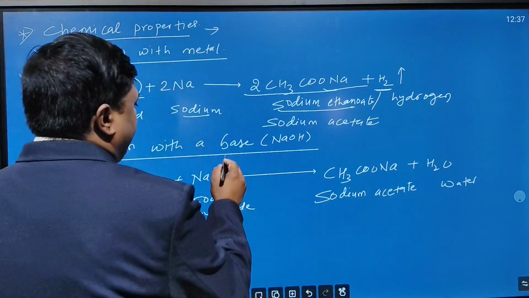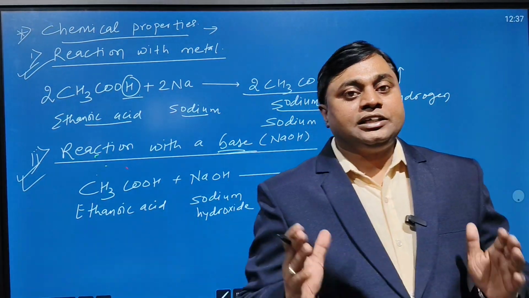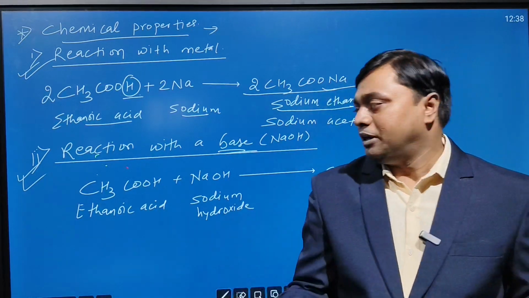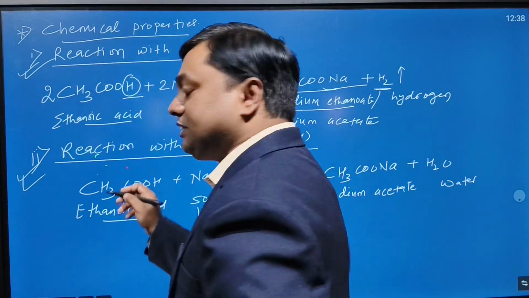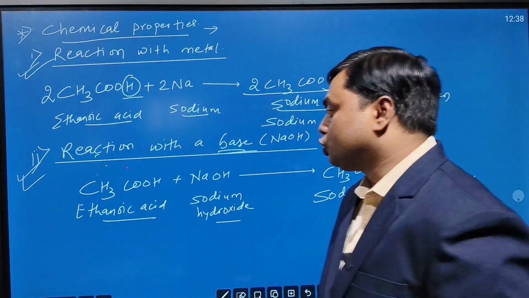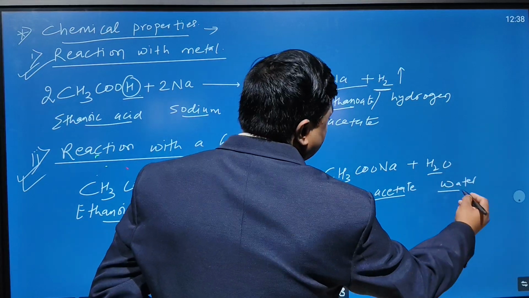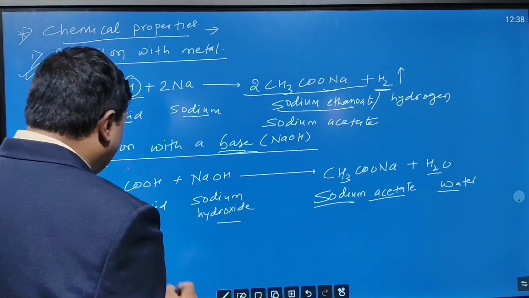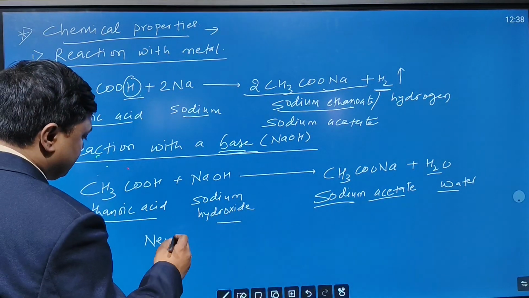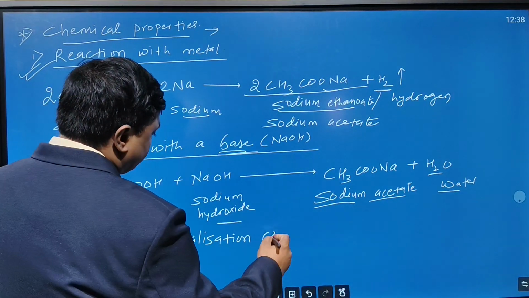Next, reaction with the base. As we all know, when acid reacts with a base, it gives you salt and water. Similarly here also, ethanoic acid CH3COOH reacts with a base NaOH, it gives you salt CH3COONa, that is sodium acetate, plus water is formed. This is called a neutralization reaction.